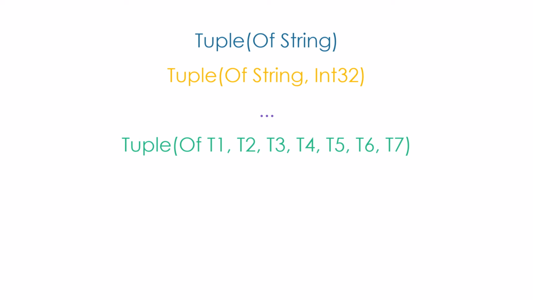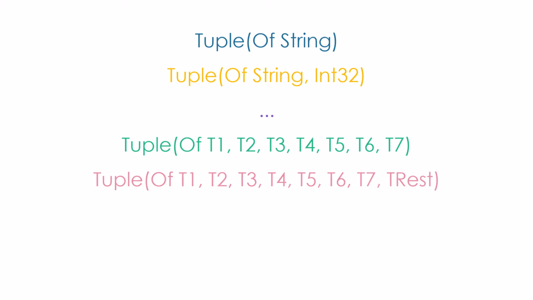But what if you need more than 7 items? Well, VB.NET has got you covered. You can use the big brother of tuples, the following. This is a special kind of tuple that has an extra pocket at the end. This pocket is itself a tuple, which means you can nest another tuple inside it, like a small bag inside a bigger one. It's tuples all the way down.